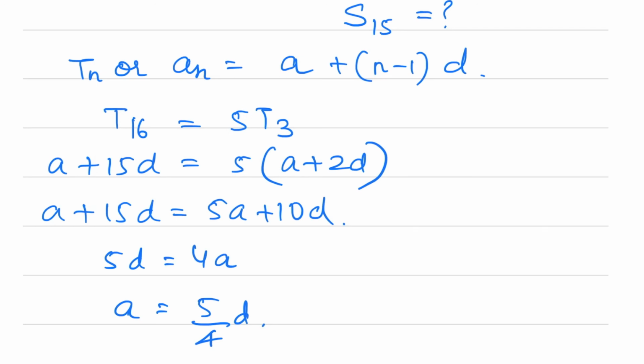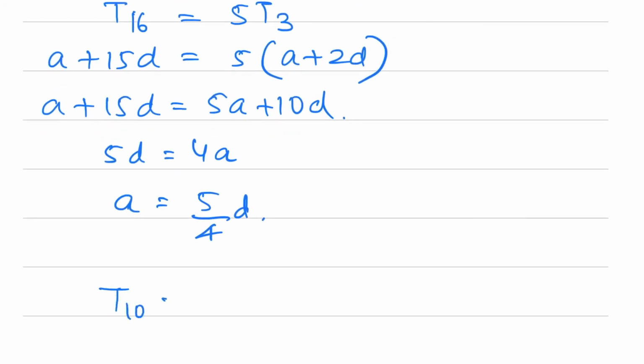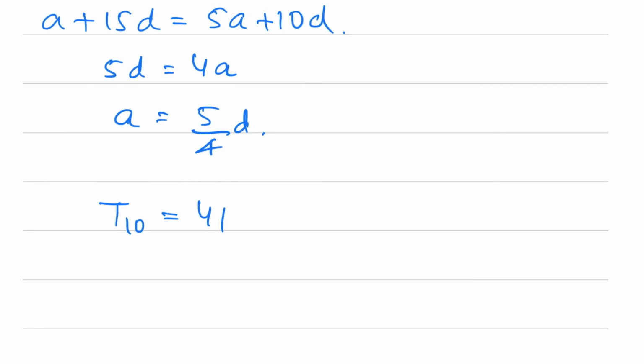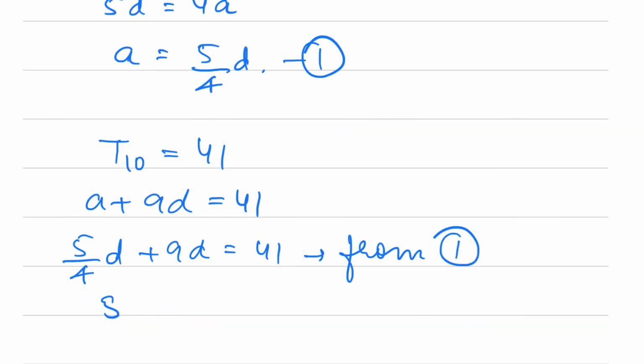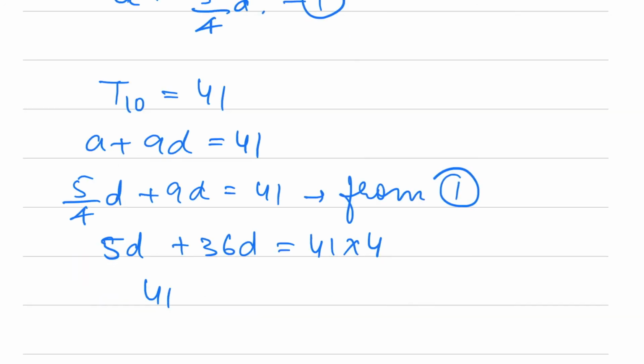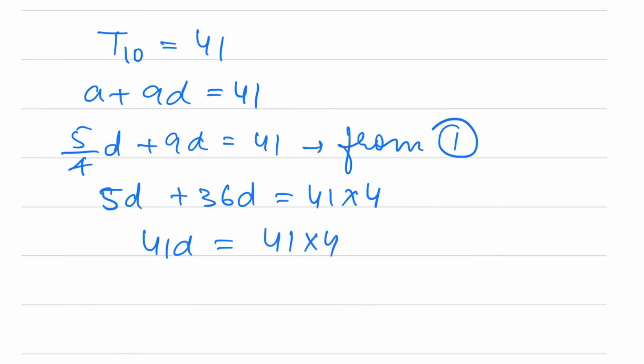Now let's take T10 is equal to 41. 10th term is 41. So A plus 9D is equal to 41. Now let's substitute the value of A from here. So 5 by 4D plus 9D is equal to 41 from first. 5D plus 36D is equal to 41 into 4. 41D is equal to 41 into 4. So D is equal to 41 into 4 by 41. So D is equal to 4.